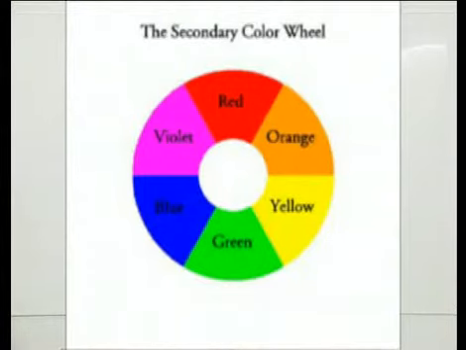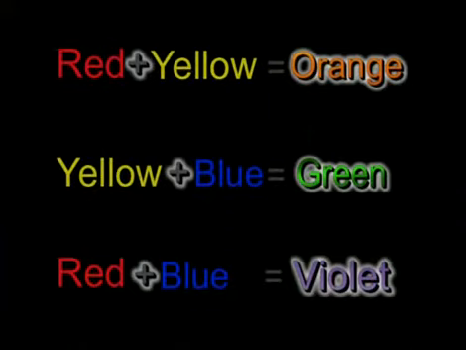Primary colors are basically pure hues and cannot be obtained by mixing together any other hues. Green, orange and violet, created by a mixture of these primary colors, are called secondary colors. Like orange by combining red and yellow, green from yellow and blue, and violet from red and blue.